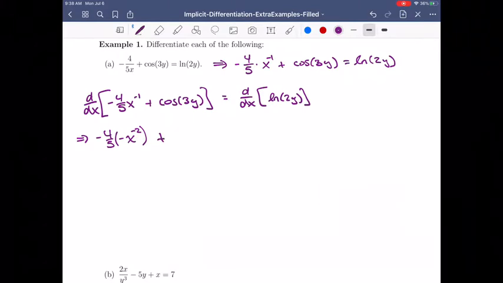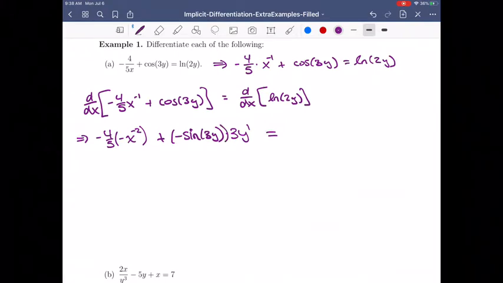Okay, now I want to add. So here, when I take the derivative of cos of 3y, there's a y, and I'm actually taking the derivative with respect to x. So I need to remember here to multiply by y prime, or dy dx. So the derivative of cos is negative sine, and then the inside stays the same. Now using the chain rule, I want to multiply by the derivative of the inside, so that's going to be a 3y prime, or dy dx. So that's my derivative there.